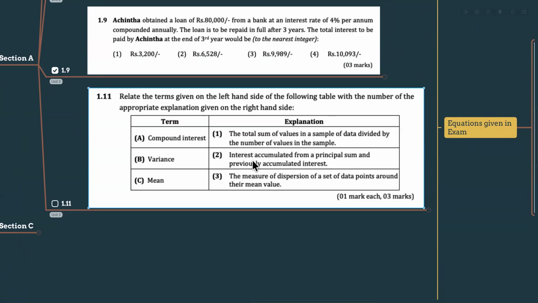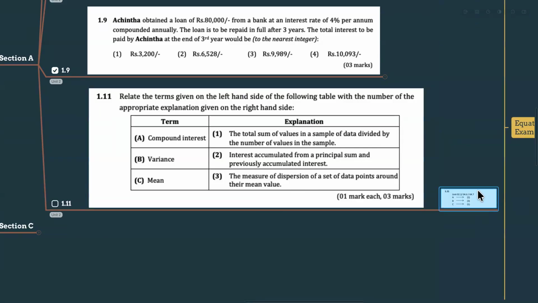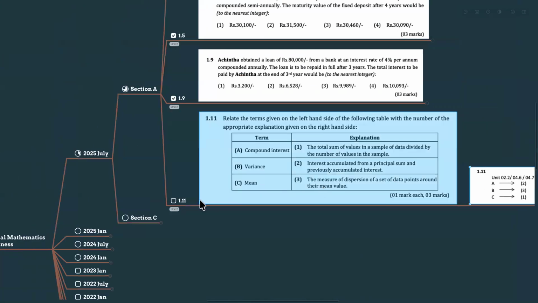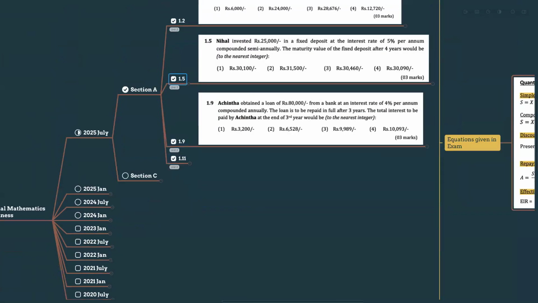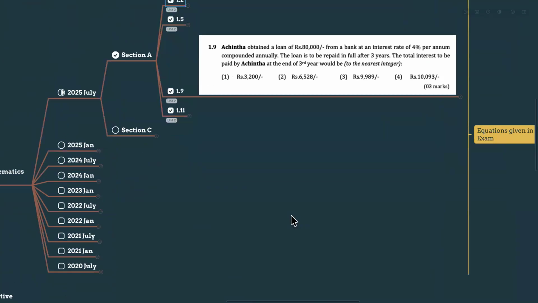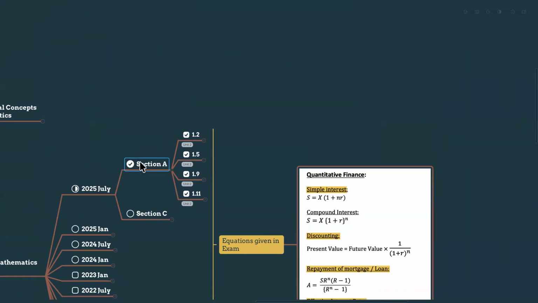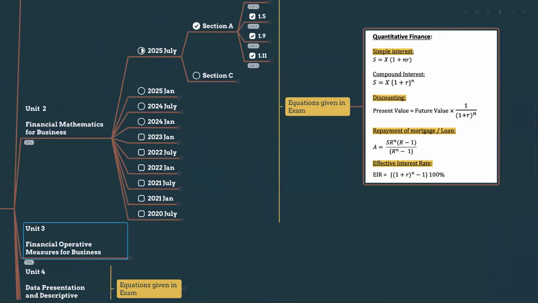Why? Because compounding interest means the interest you already accumulated from your principal amount will be the base of the calculation for the next year's principal amount. Actually, your interest earned will earn you interest. So A is related to the second one. That's the only part we have to know for this question 1.11. So you can expect at least 3 or 4 MCQ questions related to our chapter 2, on the simple interest topic as well as the compounding interest topic like this.